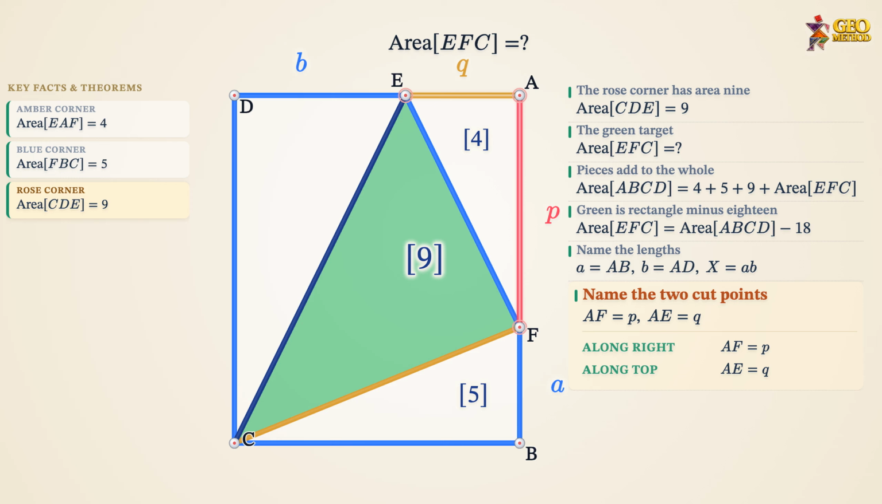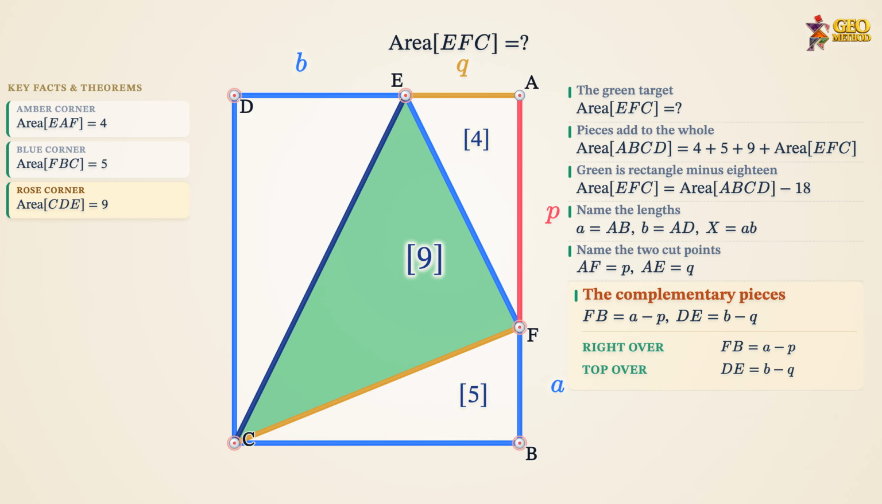Let segment AF equal P along the right side and segment AE equal Q along the top. These 2 short lengths, together with A and B, control all 3 corner triangles, so they are all we need to track. The leftover right piece segment FB is the full width minus P, that is A minus P. The leftover top piece segment DE is the full height minus Q, that is B minus Q. Now every leg of every corner triangle has a name.